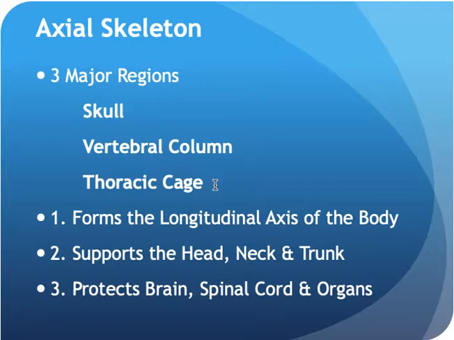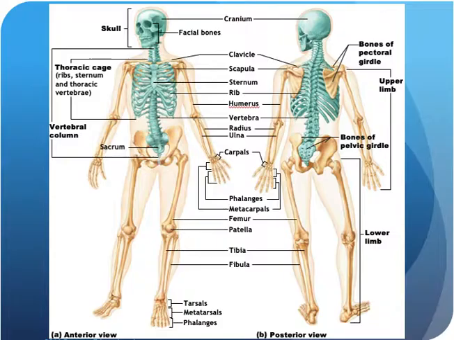And this is an important thing that comes up on your exams all the time. They'll be like, okay, which is not part of the axial skeleton, or which of these is not part of the appendicular skeleton. So you want to remember that when you're talking about the axial skeleton, you're only talking about the skull, the vertebral column, and then the thoracic cage. It's going to form the longitudinal axis of the body. It's going to support the head, the neck, and the trunk, and it's going to protect our brain, spinal cord, and our organs. And we're going to look at a picture here in a second too.